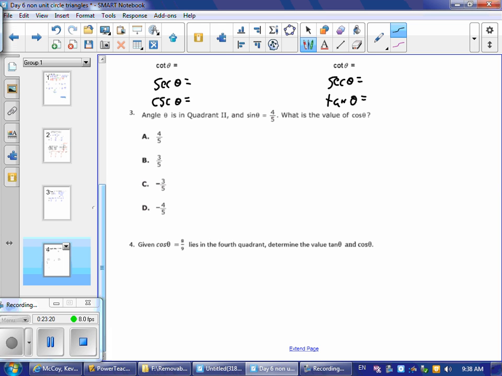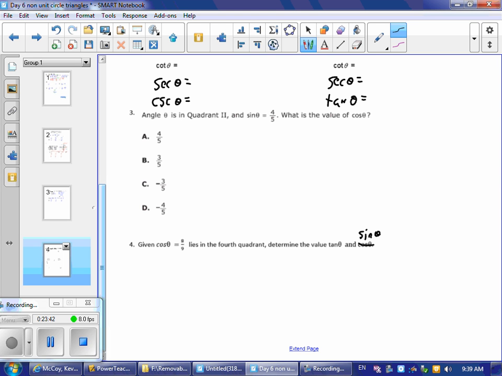And number 4 we need to make a correction on because it says given cosine, and then at the end it says find cosine. Well, we already have it, so we're going to change that. I want you to find sine instead of cosine because I already gave you cosine. So really what I want you to find is tangent and sine.